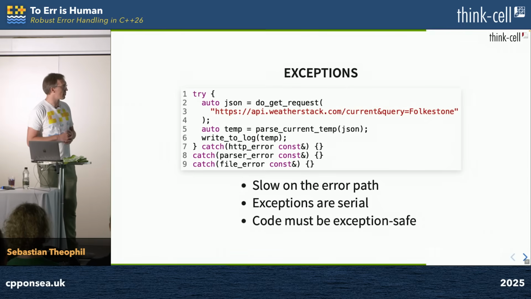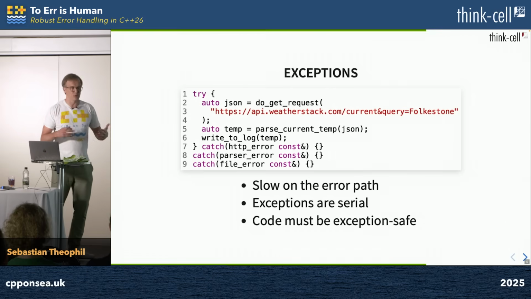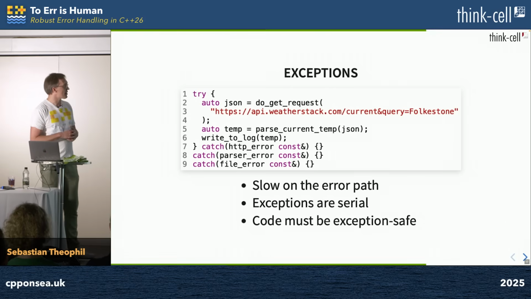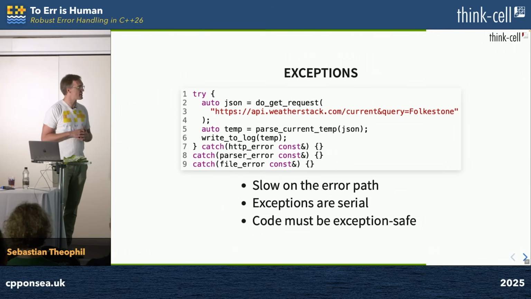They are slow on the error path. So I don't know, game engines won't use them. Exceptions are serial. That means you can always only have a single exception in progress of being thrown. And your code must be exception safe.